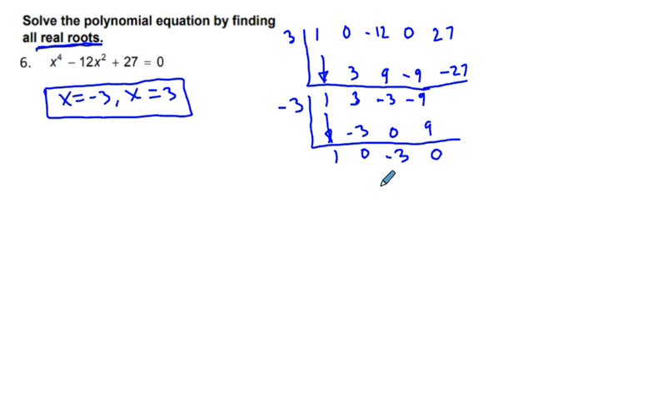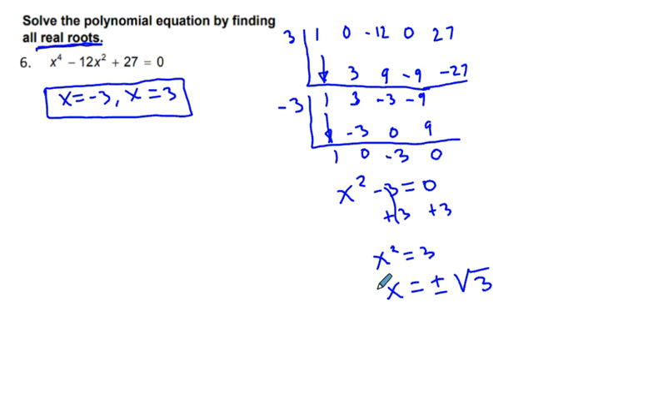So we have 0 here, so we have x squared minus 3 equals 0. And we solve for this, we add 3. We have x squared is equal to 3. We have x is equal to, take the square root of both sides, plus or minus square root of 3. So these would be our other two zeros.